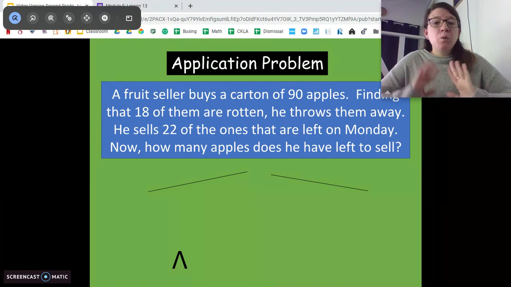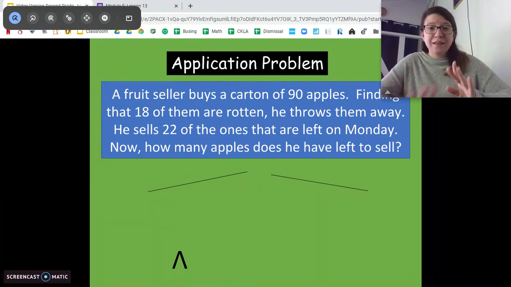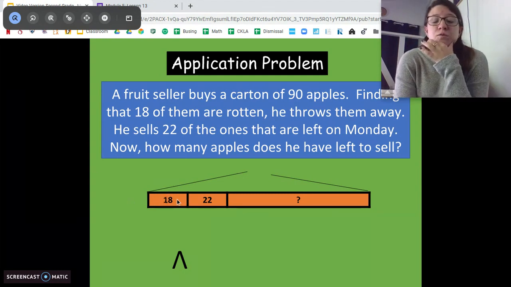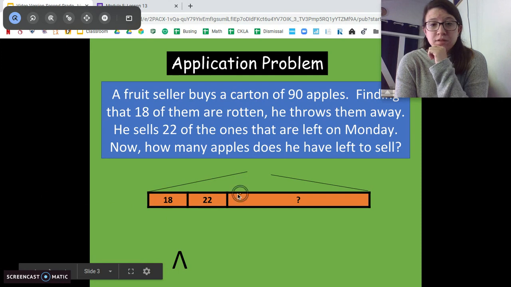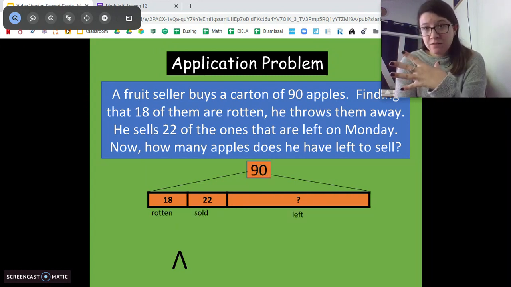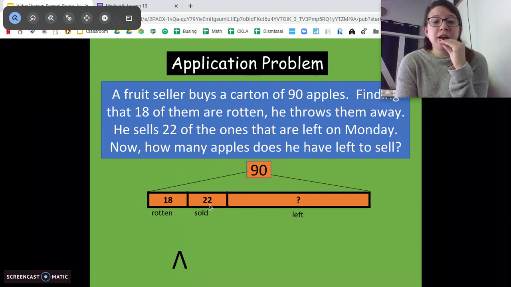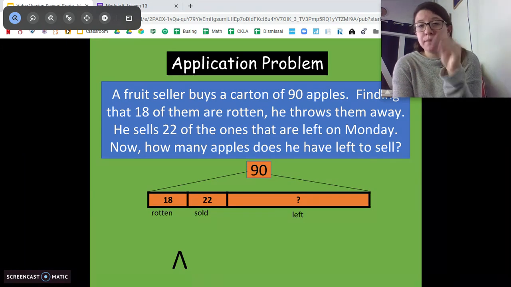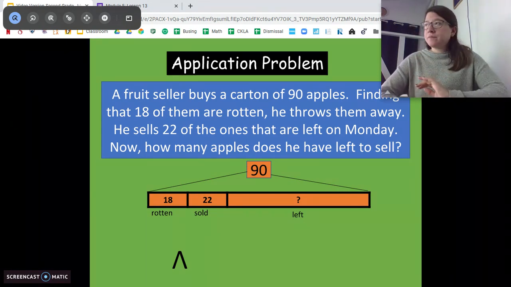Good. Okay. I'm going to walk you through a picture to better explain it, and then I'm going to have you solve on your own. So we know that he has 18 rotten apples, and he sold 22 apples. We don't know how many that he has left, but we do know he started with 90. Okay? So 18 were rotten, he sold 22. We don't know how many are left over, but he started with 90. So what I want you to do is pause and try and solve this problem the best you can. Okay? Come back when you're ready.